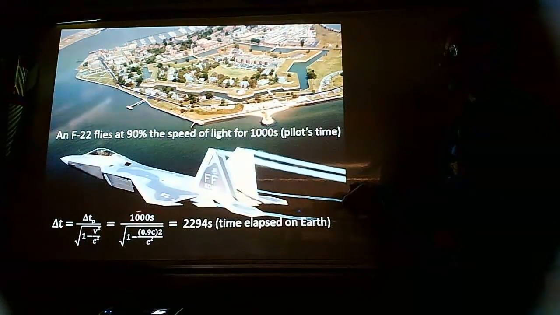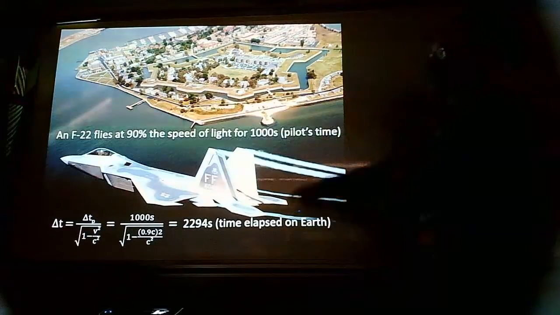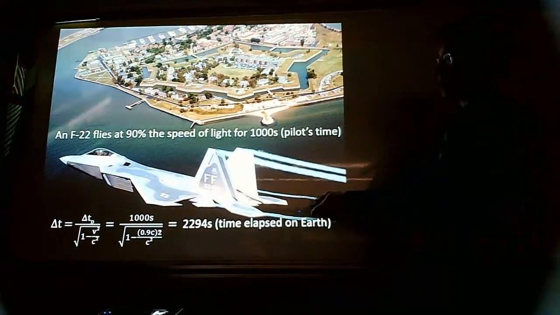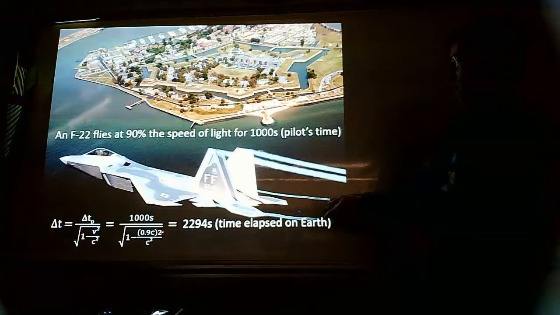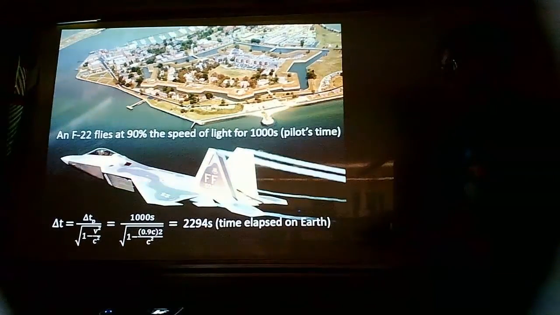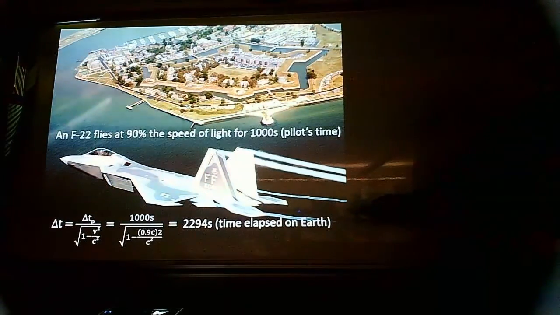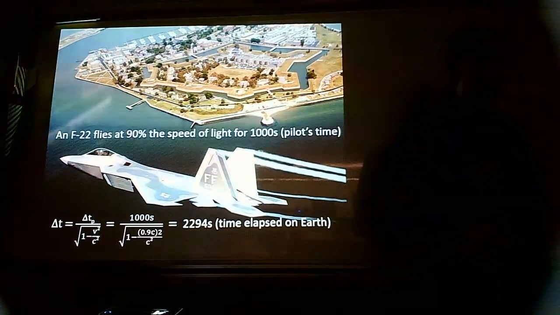So that's 1,000 seconds. 1 minus v, which is your speed, divided by c, and that's your speed of light. Both of those are squared. And because we're going at 90% the speed of light, your velocity is 0.9 c. Oh, that 2 should actually be a square. I got to change that. So that should be a small 2 up there. So yeah, plug those numbers in, and what you'd find is that on the ground, over 2,000 seconds have elapsed.